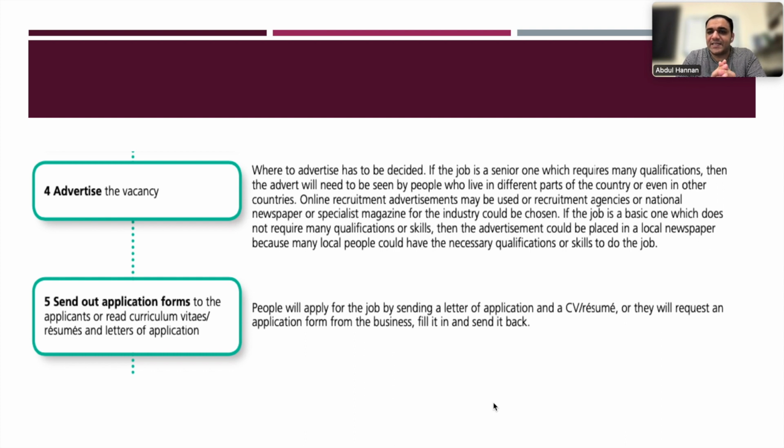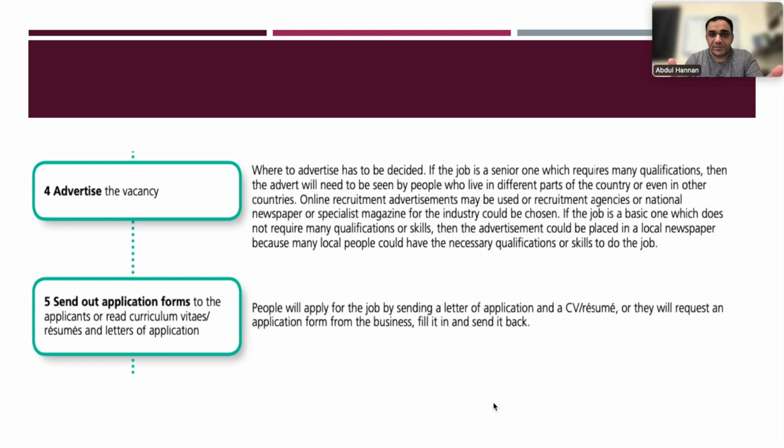If the job is a senior one which requires many qualifications, then the advert will need to be seen by people who live in different parts of the country or even in other countries. Online recruitment advertisements may be used, or recruitment agencies, or national newspapers or specialist magazines for the industry could be chosen. If the job is a basic one which does not require many qualifications or skills, then the advertisement could be placed in a local newspaper because many local people could have the necessary qualifications or skills to do the job. So the advertisement depends on the nature of the job.